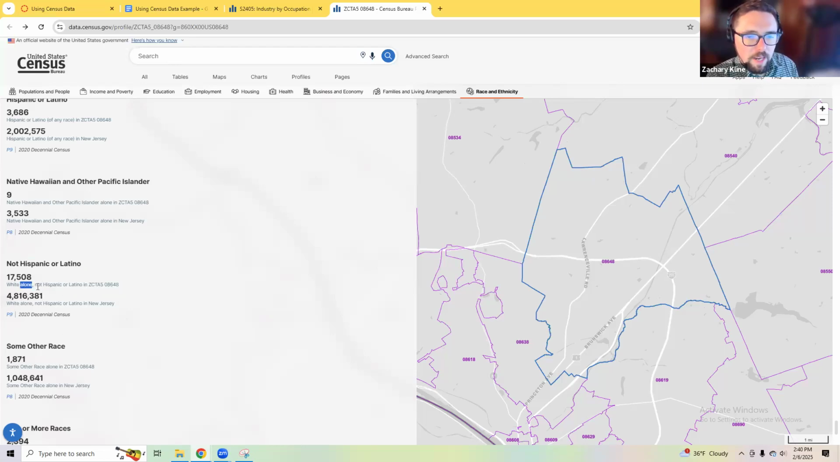There are actually many folks that identify as both Hispanic or Latino and also white. And also there's Hispanic or Latino and Black, Hispanic or Latino and Asian, etc. A little less common, but still combinations that are possible. Many folks identify as Hispanic who also identify as white. So this is the count of folks who are white alone, not Hispanic, in this zip code 17508.